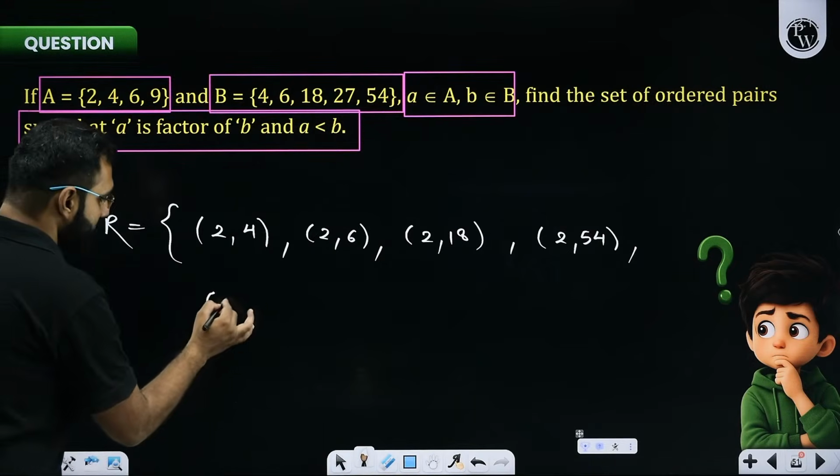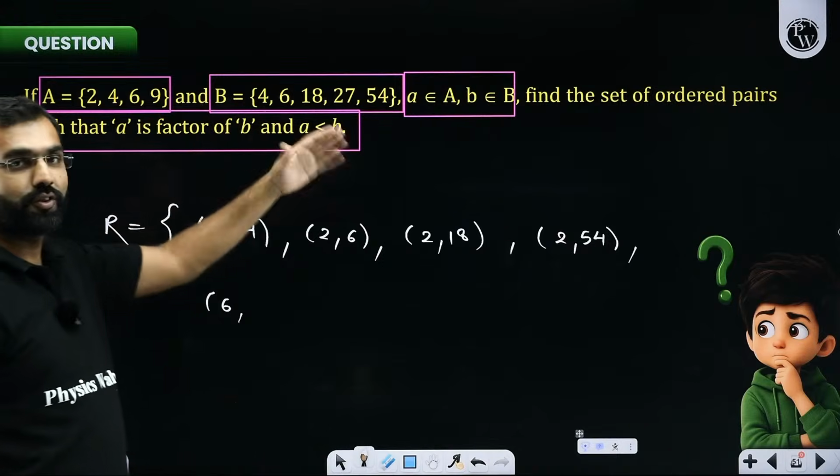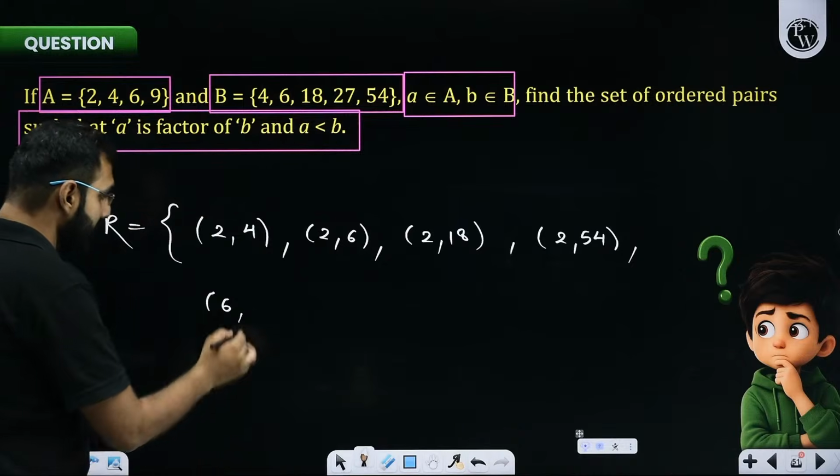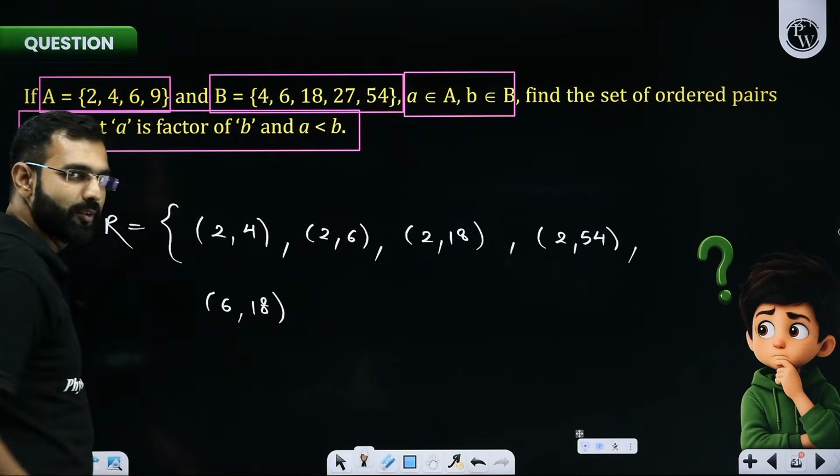Now let's check it with 6. 6 comma 4, no. 6 comma 6, no, because 6 is not less than 6, false. 6 comma 18, yes, because 18 is clearly divisible by 6.